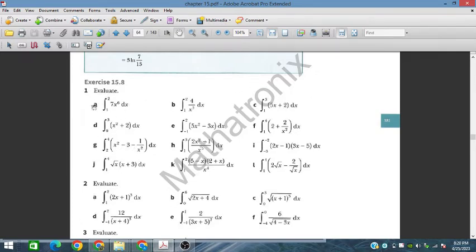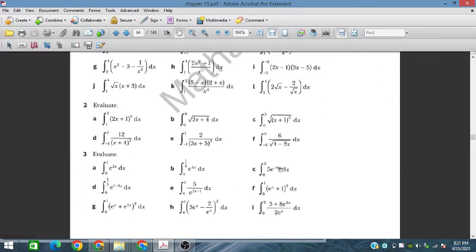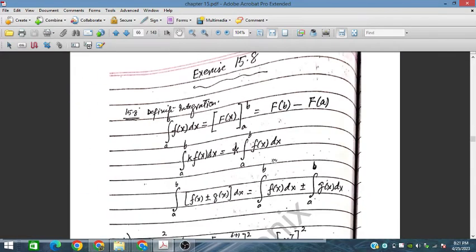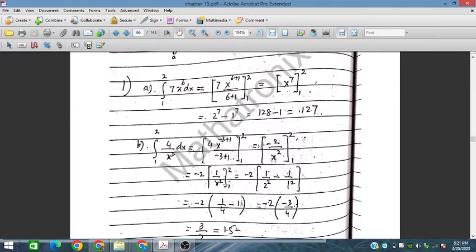Evaluate the integration with some upper and lower limits, and similarly for the second and third parts. Let's solve this exercise. Question number 1a, we have to find the integral of 7x^6 dx. So this 7 is separated here, and x^6 can be written as x^(6+1) over 6+1. So this is basically n+1, and n+1 is in the denominator. The limits of the integration are 1 and 2.